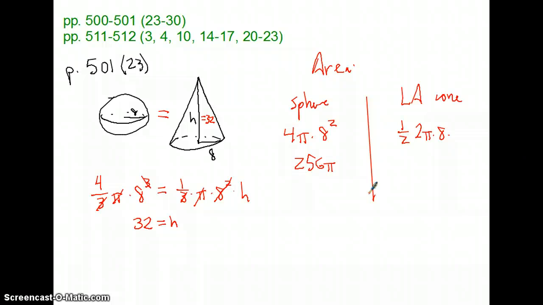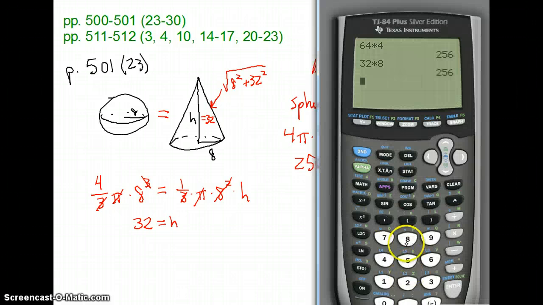Okay, this is supposed to be half. Maybe because I was doing 2 at the same time. See, it was my own fault. Half times p, which is fine, times L. What the L? That's not 32. That's the square root of, this is Pythagorean theorem, 8 squared plus 32 squared. There's where the 3% comes from. Alright, we need to figure out what this slant height is. So I go 8 squared plus 32 squared and take the square root of that.